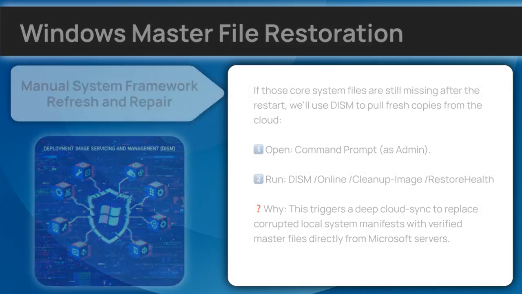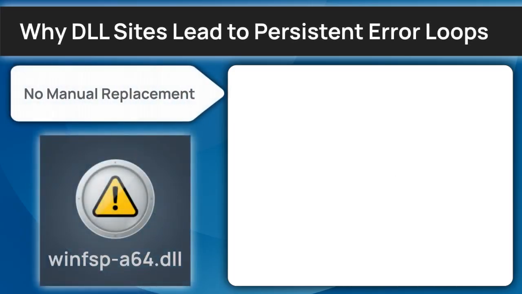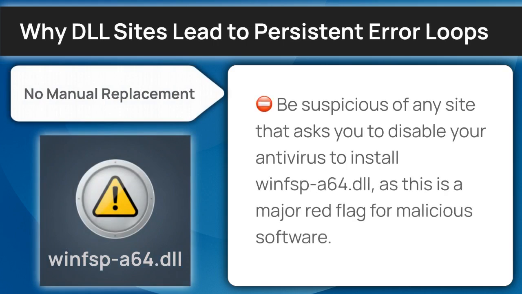To prevent any secondary issues, I recommend a cautious approach to downloading individual system files. A quick safety warning: never download files like Windows File System Proxy A64 DLL from unofficial websites. These files are often outdated or bundled with malware that can compromise your personal data and system security.